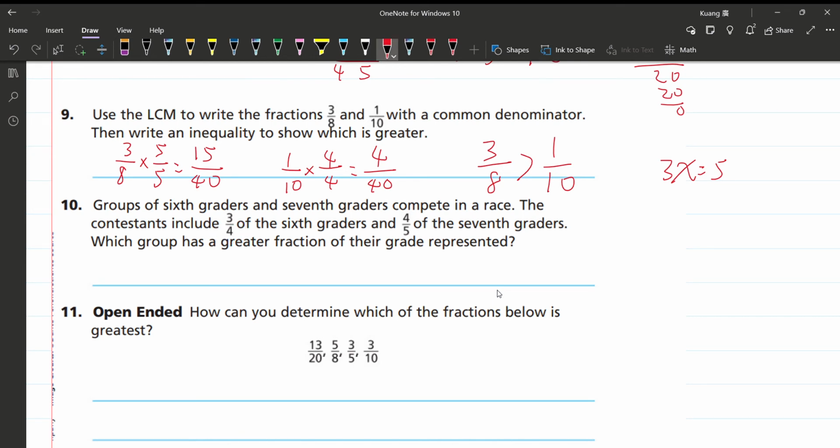And the common multiple of 4 and 5 is 20. So 3/4 times 5 over 5 would be 15 over 20. And 4 over 5, you times 4 over 4, would be 16 over 20. And 16 is greater than 15. So now we know this one is a bit greater. So which group? That's the 7th graders. The answer has the greater fraction. That's it.